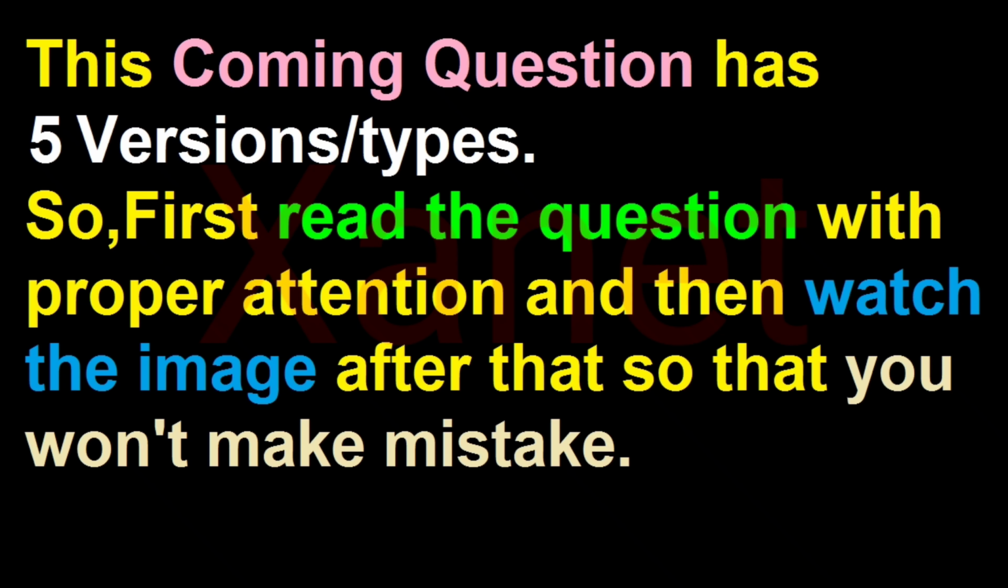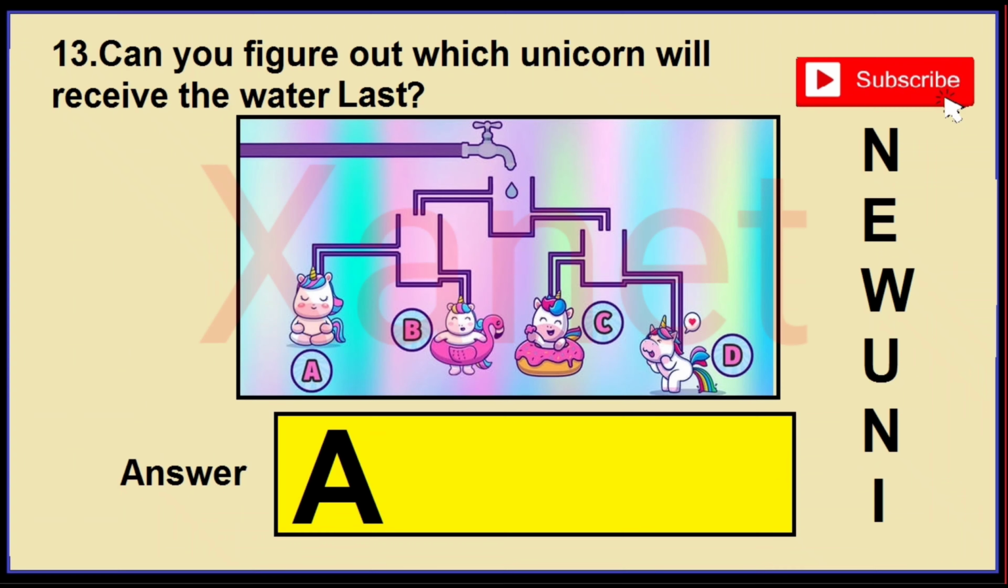Now this coming question has got 5 different versions or types, just like the previous question number 11. So you need to read the question first with proper attention and then watch the image after that, so that you won't make a mistake. For instance, in version 1, you can read here, it is asked, can you figure out which unicorn will receive the water last?